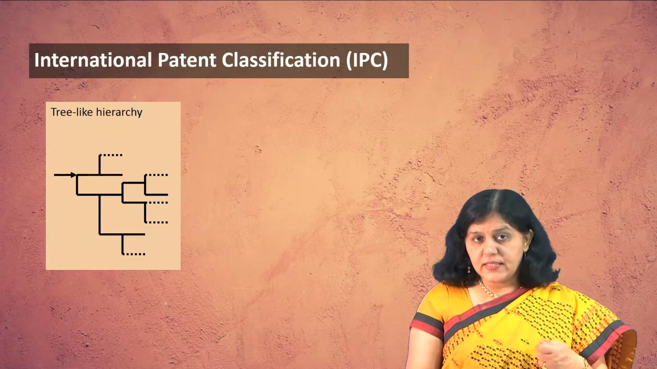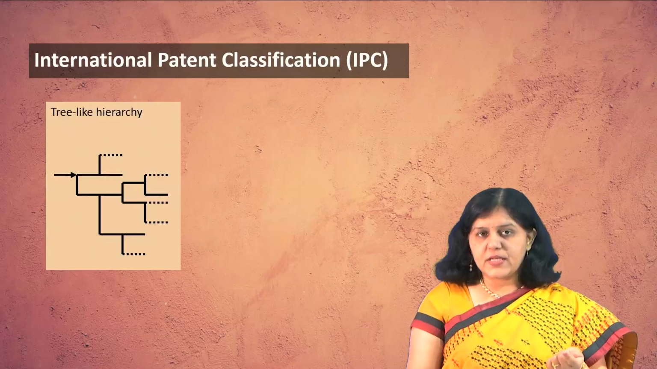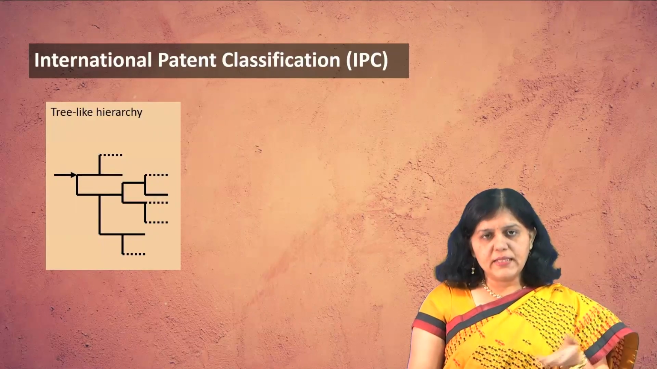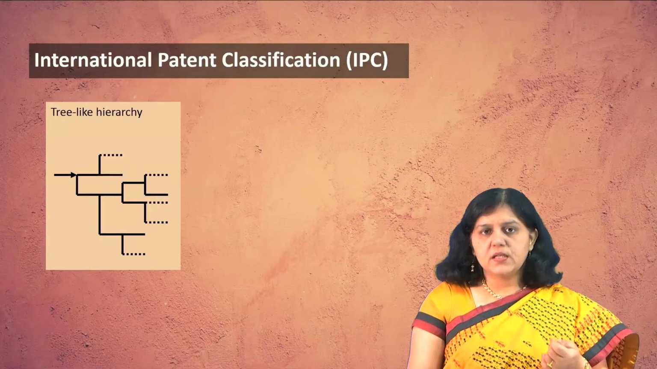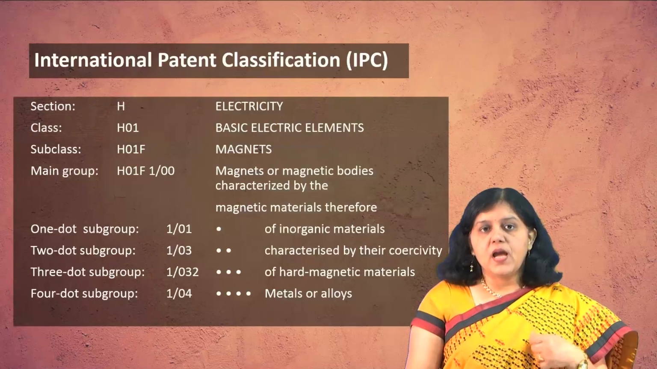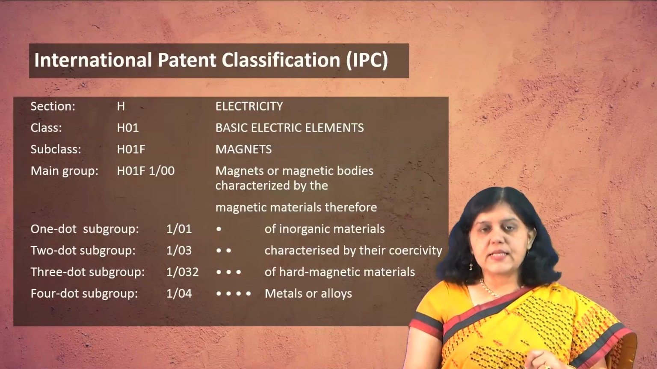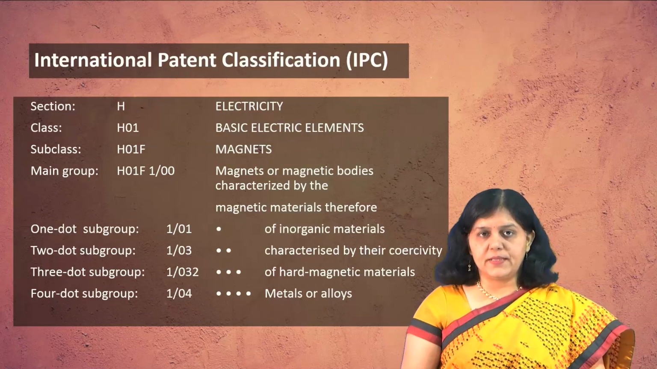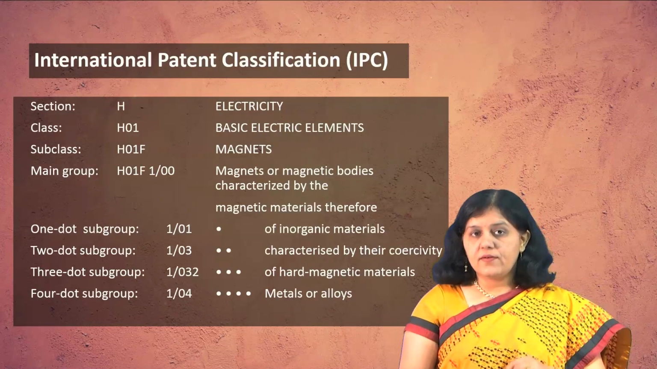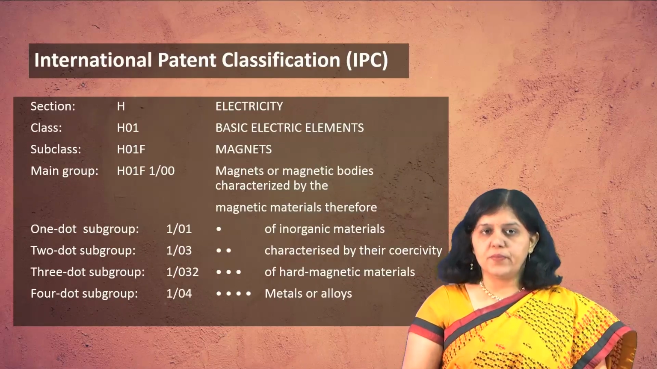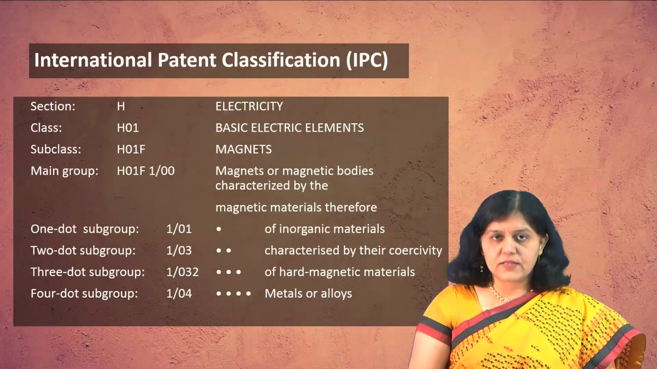Now, we have seen the section, subsection, class, subclass, group and subgroup. Now, we will see one example here. H we have seen as an example. H is a section, that is electricity. Then we have a subsection, but it is not represented because there is no symbol. Next is a class. What is a class?